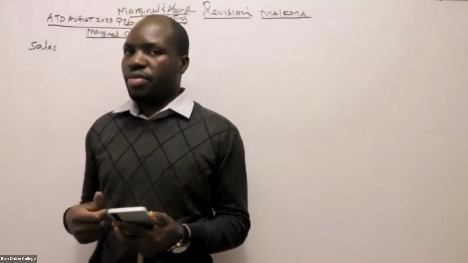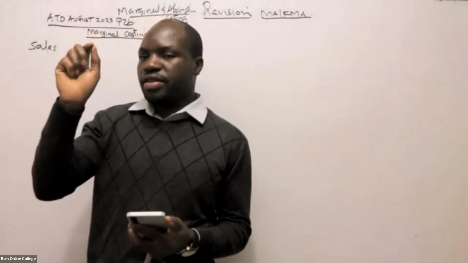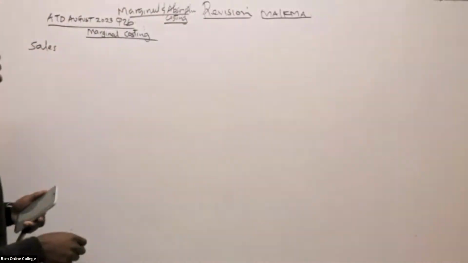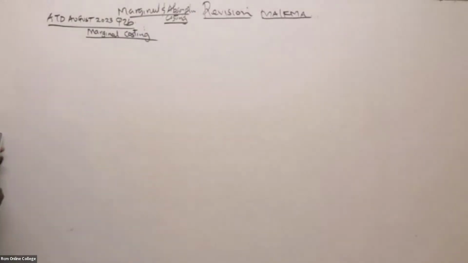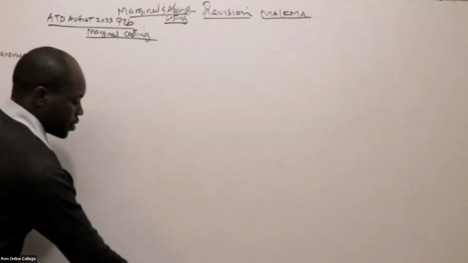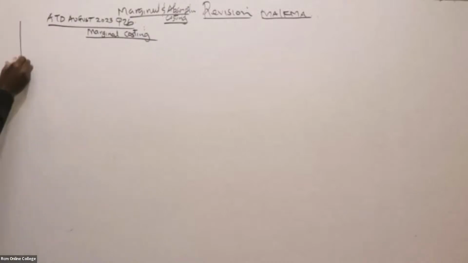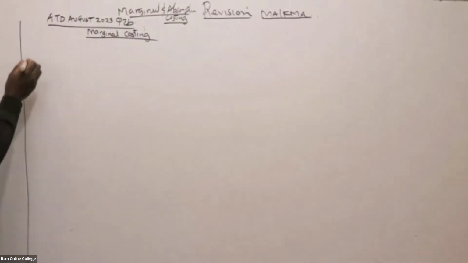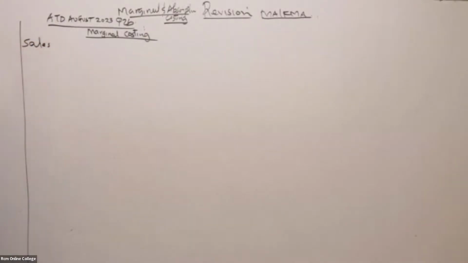The revenue will not be affected because you are not interfering with the units that were sold. You are not interfering with the selling price per unit. So let's get our revenue. What's our revenue? Revenue or sales? So we are selling how many units?